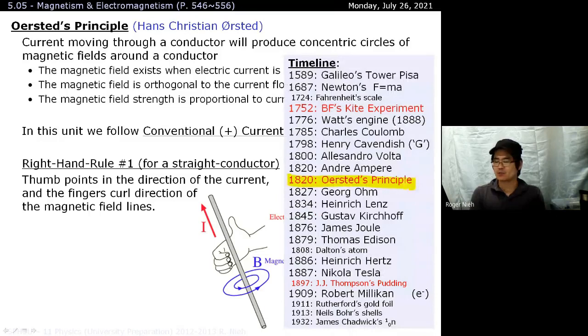This is well before J.J. Thomson's plum pudding example, which described that atoms are made up of protons and electrons, which was discovered almost 100 years later, like 80 years later or so.